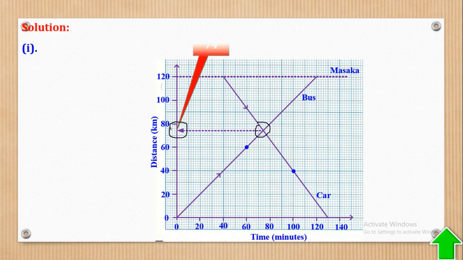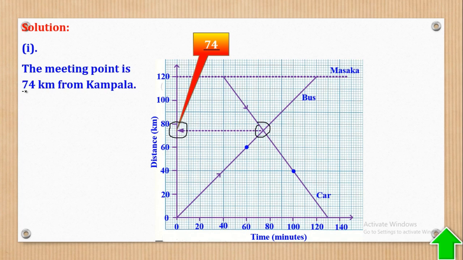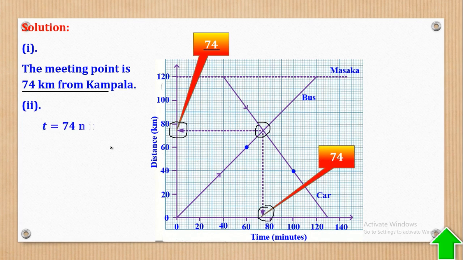So you have to read off that value, and that value will be 74. So you are coming and say that the meeting point is 74 kilometers from Kampala. So that was Roman 1. Now Roman 2, they also wanted the time. So we shall come at this very meeting point and draw perpendicular to the horizontal axis, which shows the time, and read off that value. So that value will also be 74. Therefore you are coming and say that time is after 74 minutes. So they meet after 74 minutes.